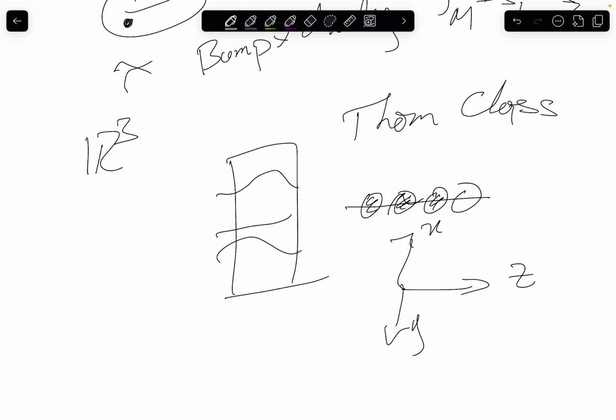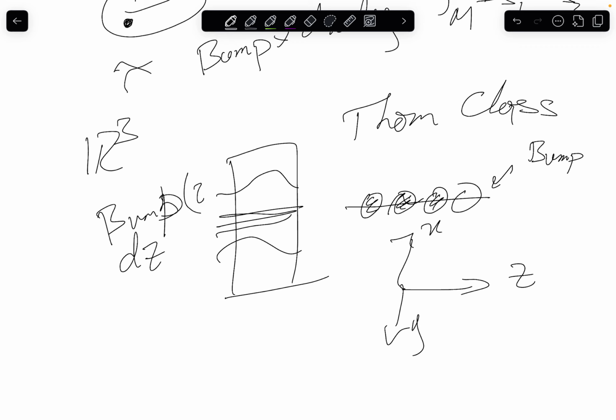If the coordinates were x, y, z, then the Thom class over here would look like some bump form times dz, because it's only picking up the perpendicular z direction. And over here, the picture would look like a bump form of the radial coordinate r, so it dies off as the radius gets large, or as x and y both get large. And this will be times dx dy. Good questions? Okay.